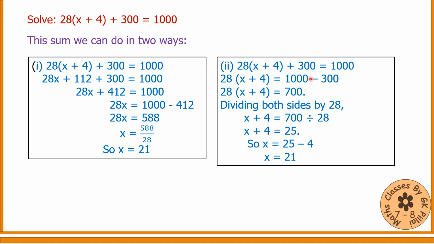Now the other method. 28 into x plus 4 plus 300 equal to 1000. 300 you take to the other side. Now 28 into x plus 4 equal to 700. 1000 minus 300 will be 700. Now instead of opening the bracket, we can divide both the sides by 28 so that this 28 will go. You will be left with x plus 4 equal to 700 divided by 28. That will be 25. X equal to 25 minus 4, 21.